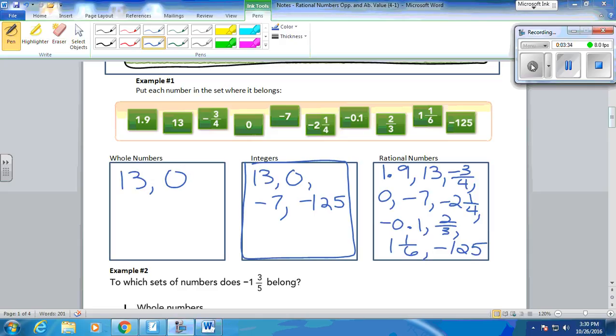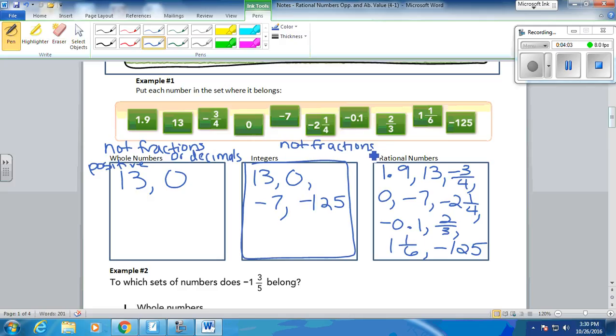Okay, so if you look here, the whole numbers are only the ones that are positive and they're not fractions or decimals. Whole numbers are not fractions or decimals. We really need to make sure we understand the vocabulary. And they're also positive. Your integers are also not fractions or decimals, but they can be positive or negative. And rational numbers can be positive, negative, and be fractions or decimals. So basically, every number that is on the list should be under rational numbers.